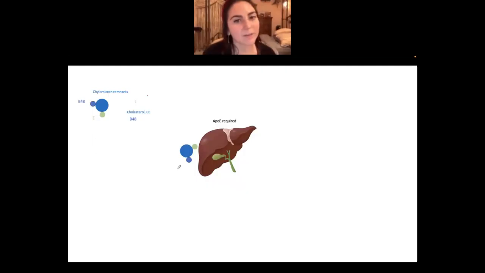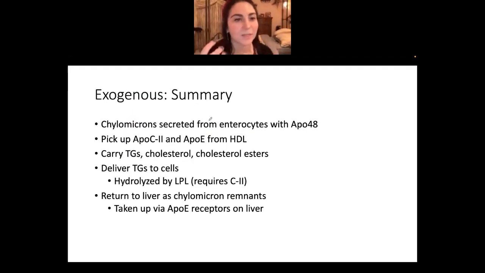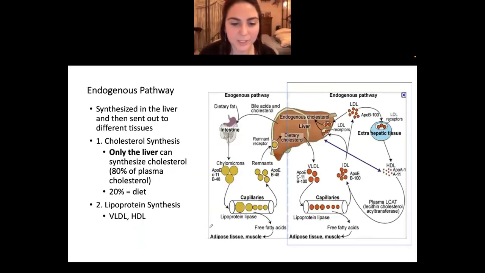All right. So now from here, we have our chylomicron remnants, which have B48 and E on its surface. It goes to the liver. Now the liver, in order to uptake this, it needs ApoE. So LPL needed C2, the liver needs E. All right, and then it uptakes it, and now we have our dietary cholesterol. I can use it for cholesterol. So here's the summary, everything we just said. All right, so that was exogenous.